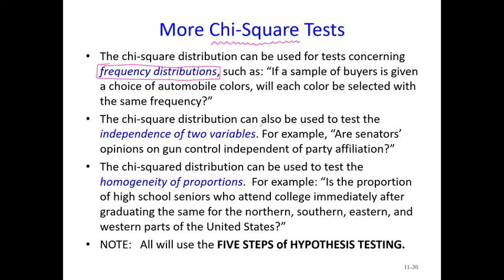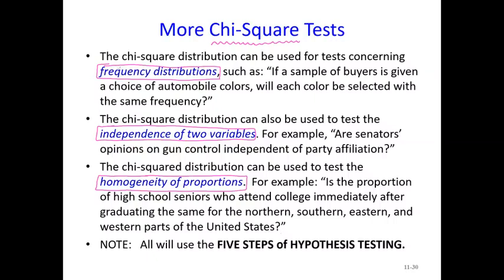The chi-square distribution can also be used to test the independence of two variables. For example, are senators' opinion on gun control independent of party affiliation? The chi-square distribution can also be used to test the homogeneity of proportions. For example, is the proportion of high school seniors who attend college immediately after graduation the same for northern, southern, eastern, and western parts of the United States?